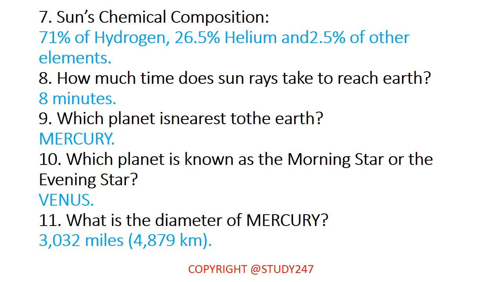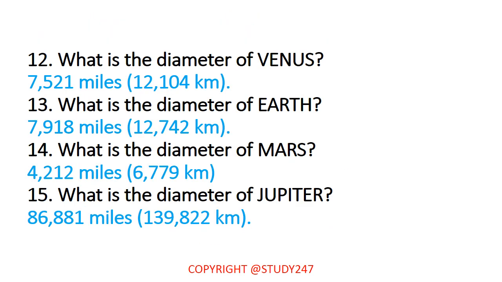Venus. What is the diameter of Mercury? 3032 miles. 4879 km. What is the diameter of Venus? 7521 miles. What is the diameter of Earth? 7918 miles. What is the diameter of Mars? 4212 miles. What is the diameter of Jupiter? 86881 miles.